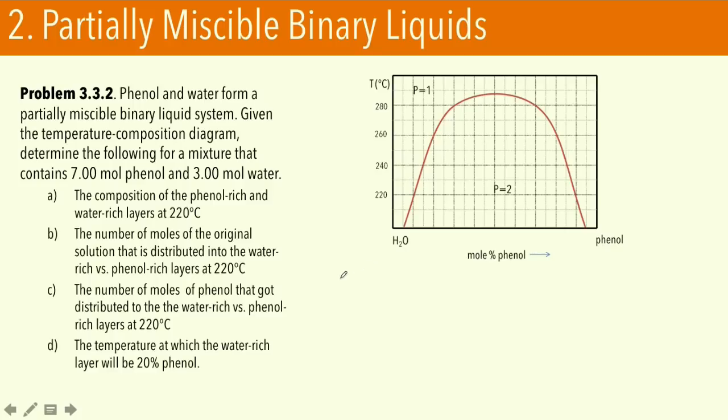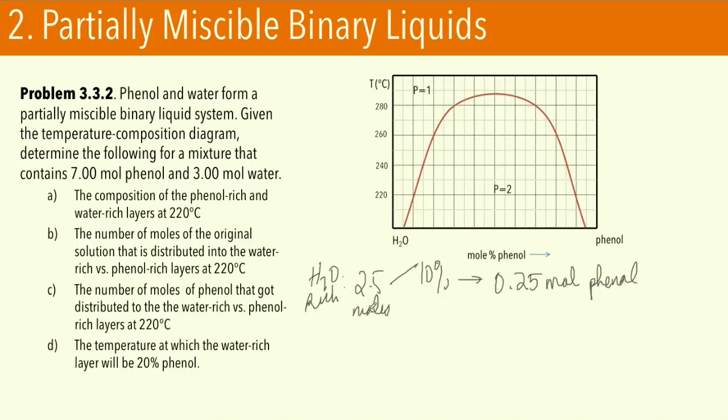If we're determining the number of moles of phenol that got distributed into the water-rich layer, our water-rich layer is 2.5 moles, and it is made up of 10% phenol. So 10% of 2.5 moles is 0.25 moles of phenol in the water-rich layer. For the phenol-rich layer, this is 7.5 moles from item B. In the phenol-rich layer, we have 90% of phenol based over here. So that was 90%.